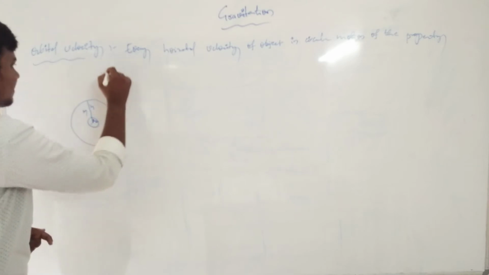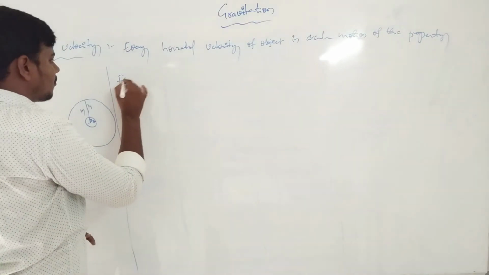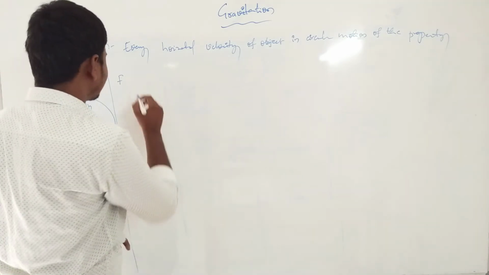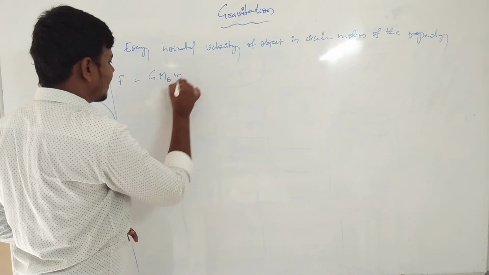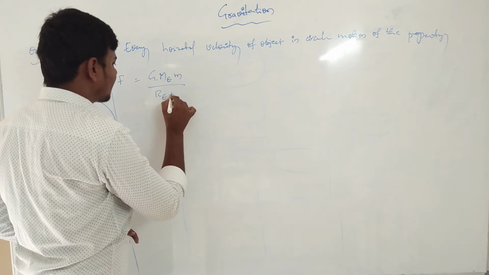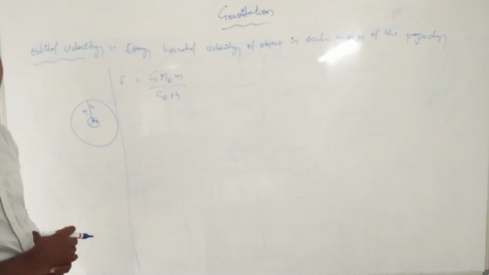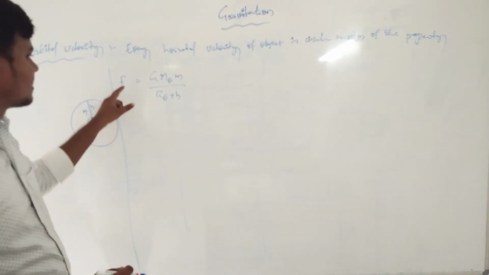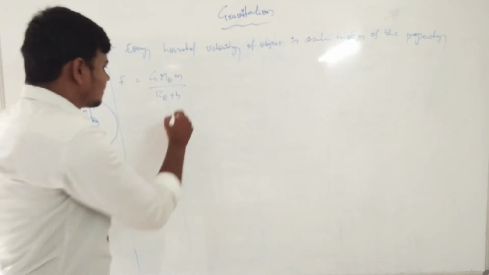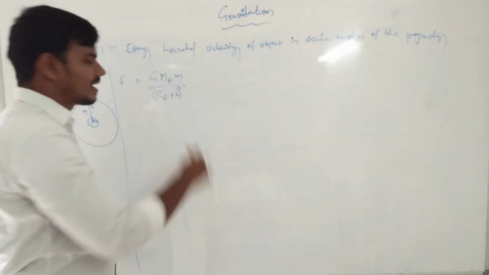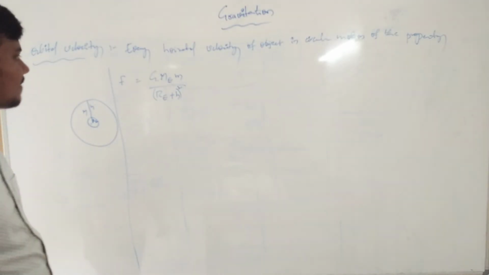Now the force F is equal to, what is the equation? Capital G, capital M E, small m by R E plus H whole square. This is the universal law of gravitation. Clearly, force is directly proportional to the two masses and inversely proportional to the square of the distance.